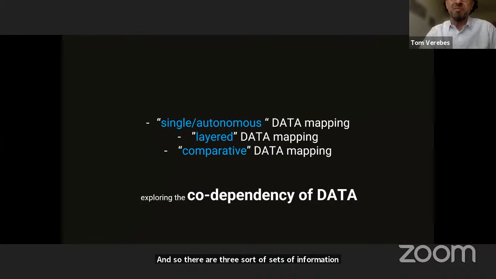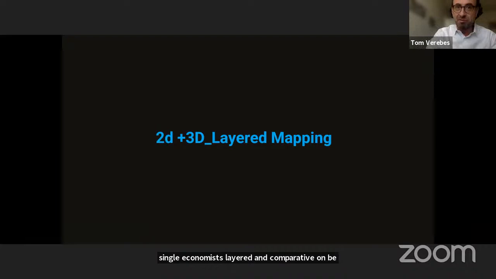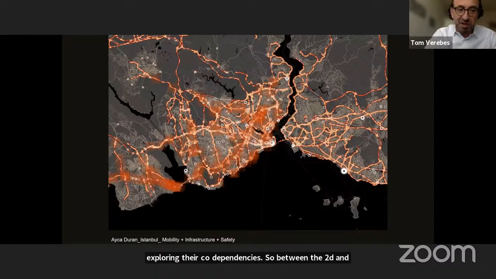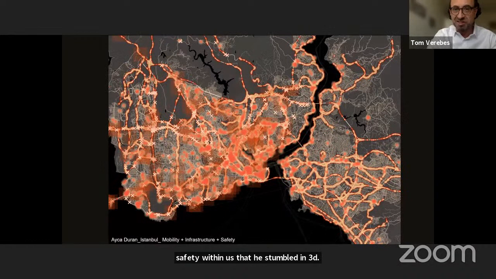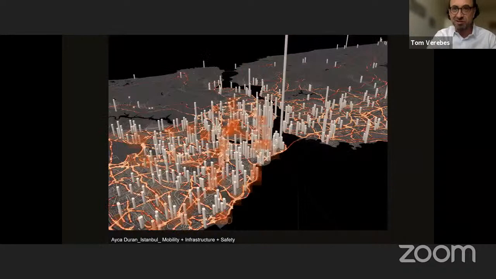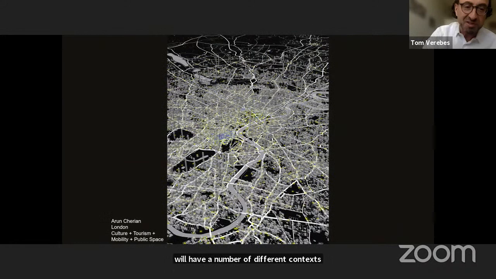So between the 2D and 3D systems, some of the results, this is looking at mobility and infrastructure and safety within Istanbul in 3D, taking the map of the city and various mobility systems and crime data overlaid onto it to make assessments, valuations, and conclusions from these. We looked at a number of different contexts. Different groups looked at different contexts.